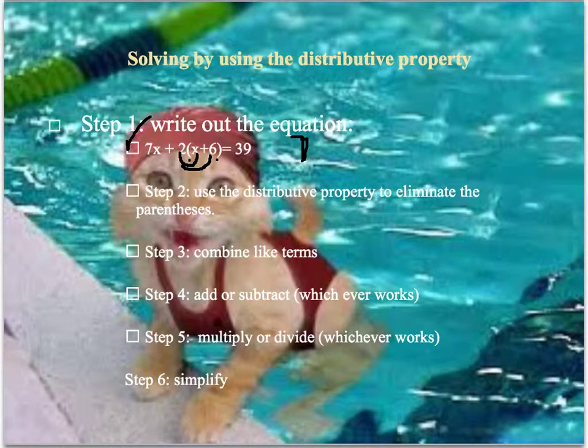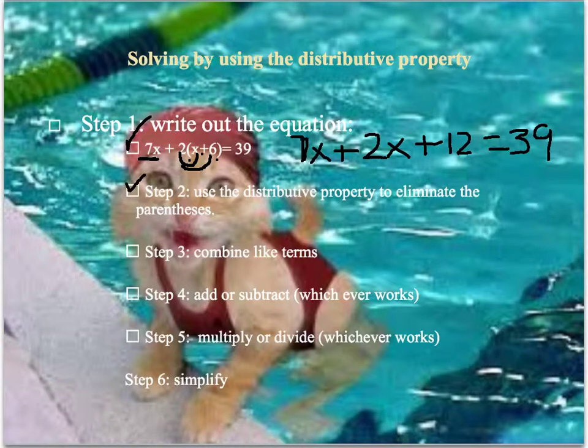7x, that's right there. I can't forget about it. Plus 2 times x is 2x. Plus 2 times 6 is 12, equals 39. All right, good. Now, so I have eliminated the parentheses.